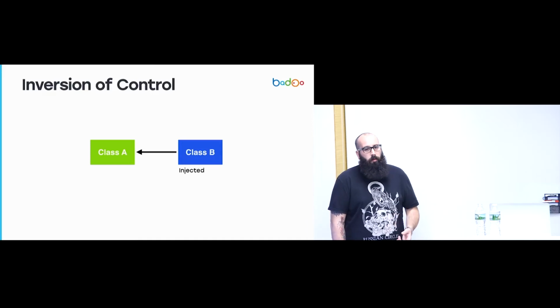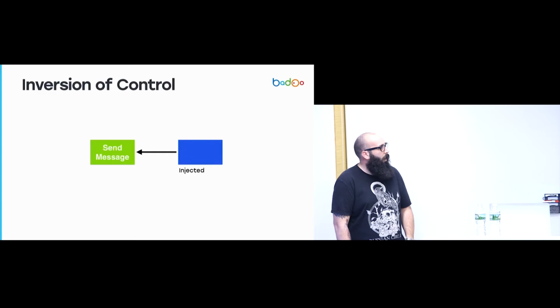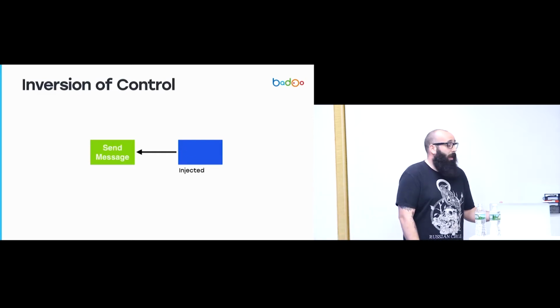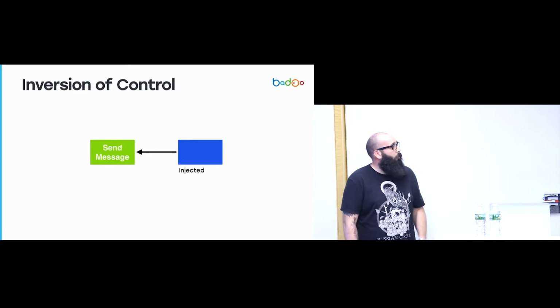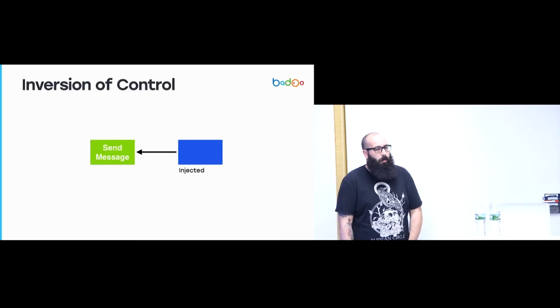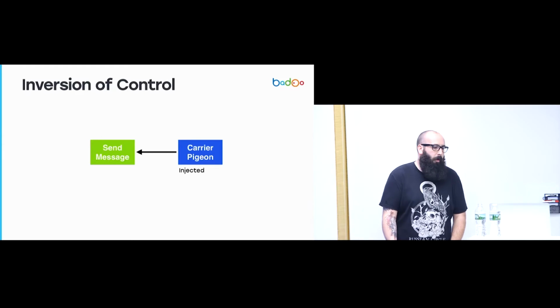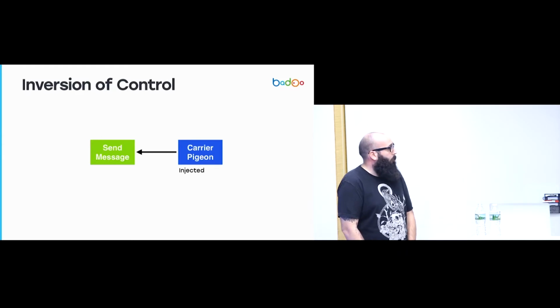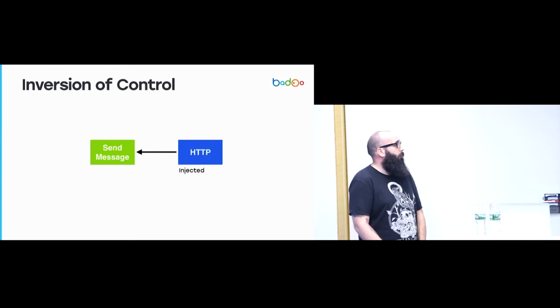What this allows us to do is quite easily change the implementation. And class A in that case would know nothing about the actual implementation. So, as we were talking about sending a message, we could have an implementation that sends it by carrier pigeon. Or probably more usefully, we could have an implementation that uses HTTP.